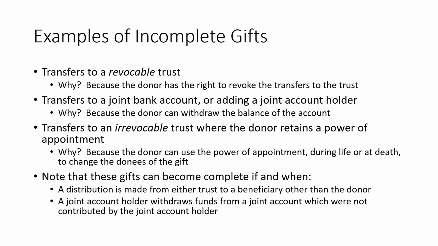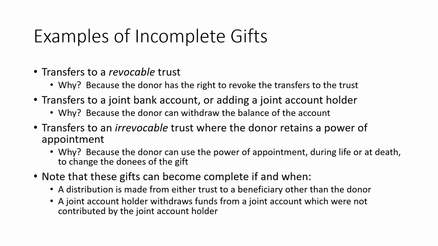So the donees aren't settled unless and until that power of appointment is exercised, lapses, or is released by the donor. Now, it's important to note that these gifts can become complete if and when a distribution is made from either type of trust we've explained here to a beneficiary other than the donor, or in a situation where a joint account holder other than the donor withdraws funds from a joint account which were not actually contributed by that joint account holder.